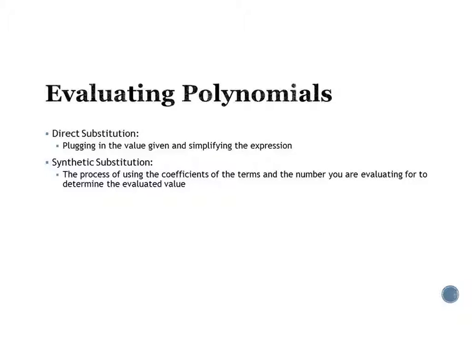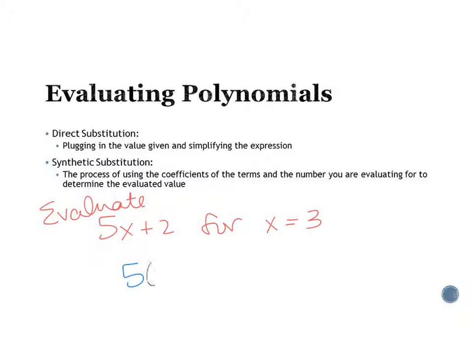So we're going to evaluate polynomials using two different kinds of substitution. So first of all, direct substitution is just you plug in the given value. So an example for direct substitution is if I have 5x plus 2, and it's going to say evaluate for x equals 3. Well, you've been doing this a long time. You just say 5 times 3 plus 2, which is 15 plus 2, and you get 17, and you're done.